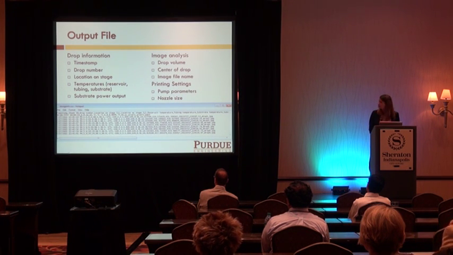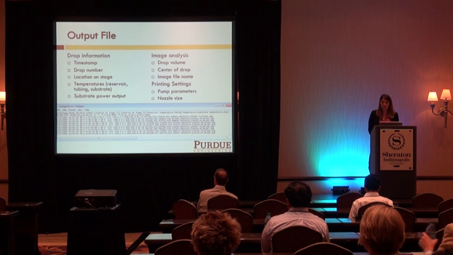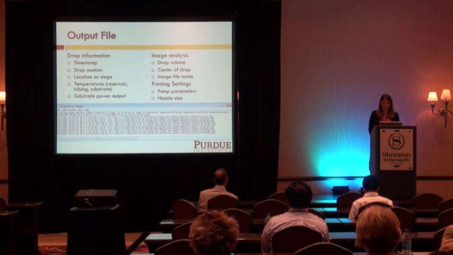So here again, the first row corresponds to the parameter values. The second row are the units. And starting with the third row, each row corresponds to one individual dose. It will give you the timestamp, the location on the staging, and all the process parameters, along with the image file name, so that if you need to report that information later on to a regulatory agency, you will be able to pull up that information as well.